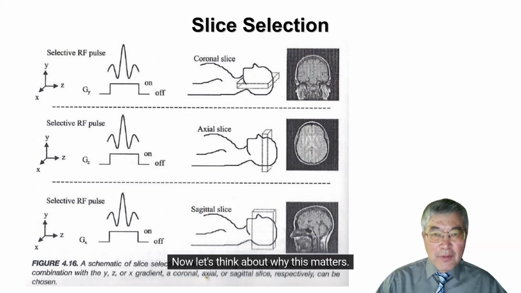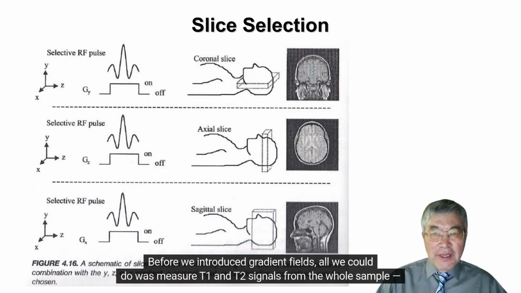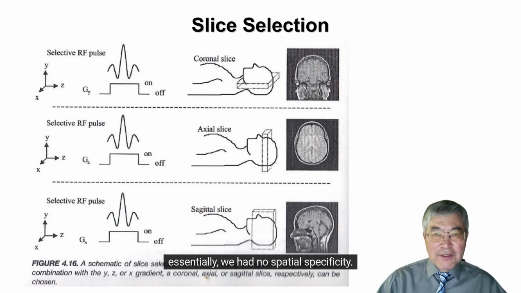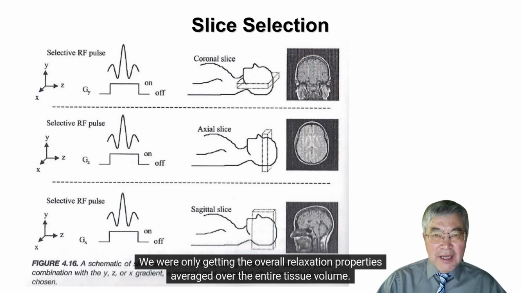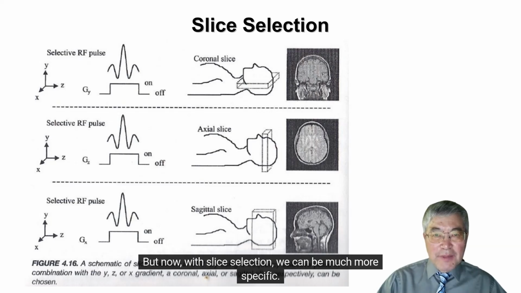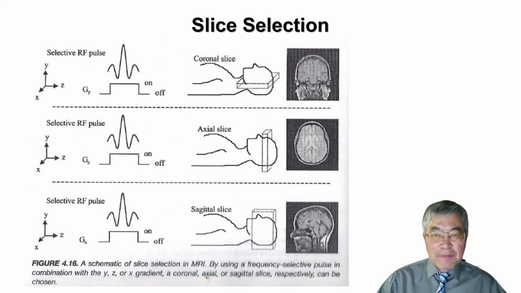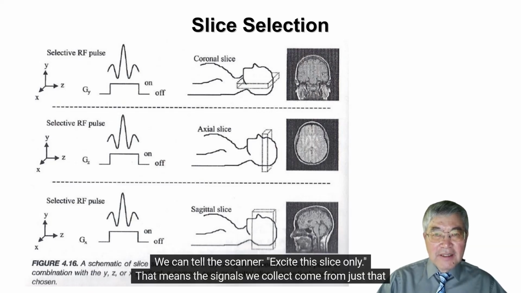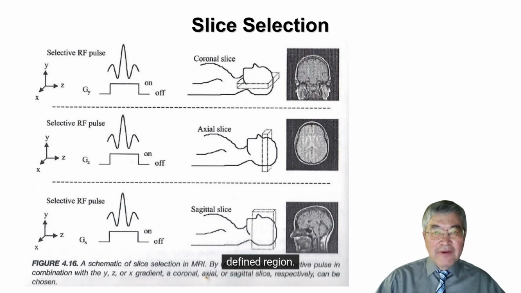Now let's think about why this matters. Before we introduced gradient fields, all we could do was measure T1 and T2 signals from the whole sample. Essentially, we had no spatial specificity. We were only getting the overall relaxation properties averaged over the entire tissue volume. But now, with slice selection, we can be much more specific. We can tell the scanner, excite this slice only. That means the signals we collect come from just that defined region.